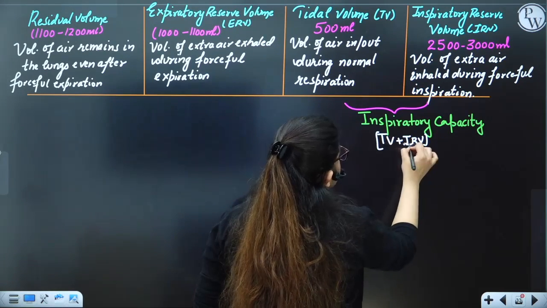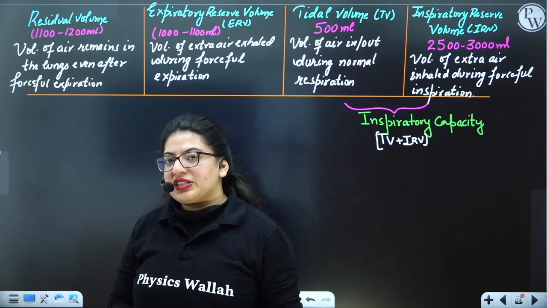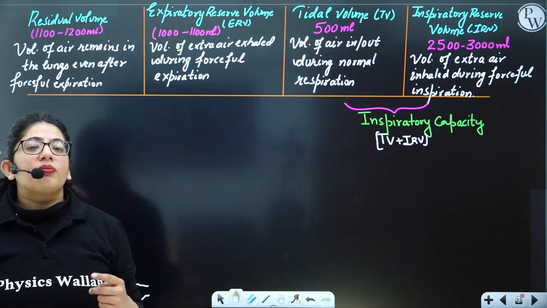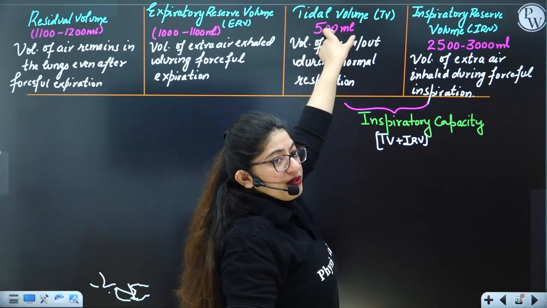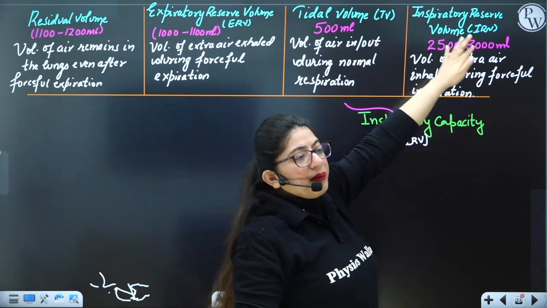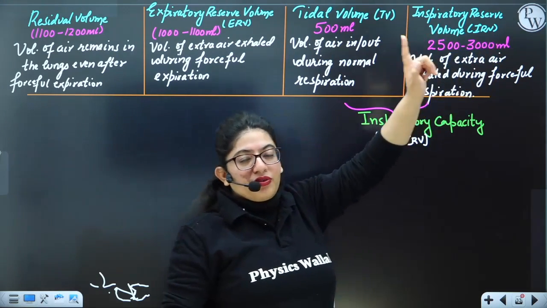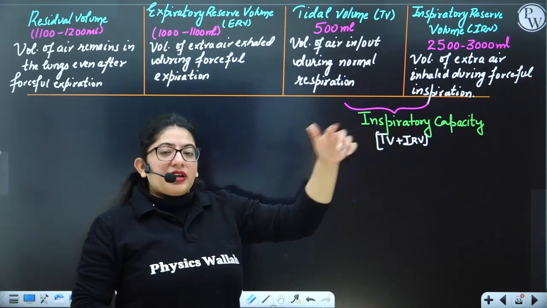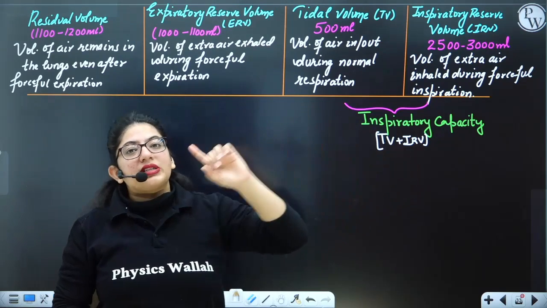One thing is, what type of question can appear in the examination? First, they can directly give you the definition. Second, they can give you a match the following, in which they can give you the volume. Like tidal volume is 500 ml and the extra which is coming during forceful inspiration is 2500 to 3000 ml. Or another one is inspiratory capacity. Again, a match the following. Inspiratory capacity is formed of tidal volume plus IRV.